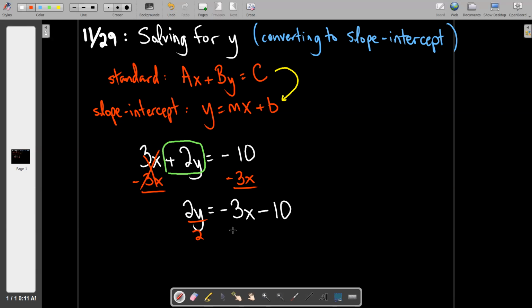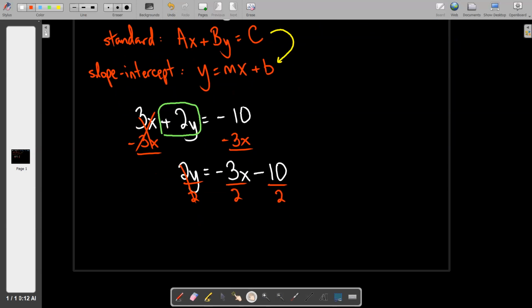Now, I want you to notice what I'm about to do. I'm going to divide by 2, but I'm going to divide each term individually by 2 because I want to isolate my slope and my y-intercept. I want the m and the b of my y equals mx plus b to just pop off the page. So I'm going to cancel out these 2's, and now I'm going to bring down my answer. Here it goes. Bring down the y equals.